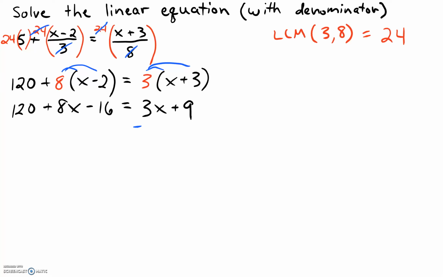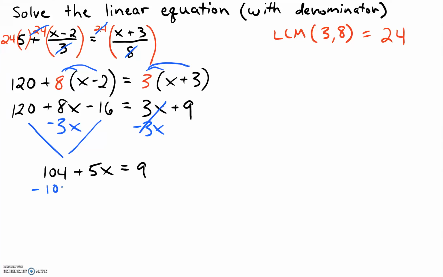So now I'm going to subtract 3x from both sides, because I want to get the variable terms by themselves. I'm also going to go ahead and combine the 120 and the negative 16. So 120 minus 16 is going to be 104. The 8x minus the 3x left us with positive 5x. Then on the right-hand side, all we have left over is 9. So now let's go ahead and subtract the 104 from both sides. That's just going to leave us with 5x on the left-hand side. 9 minus 104 is going to be negative 95.